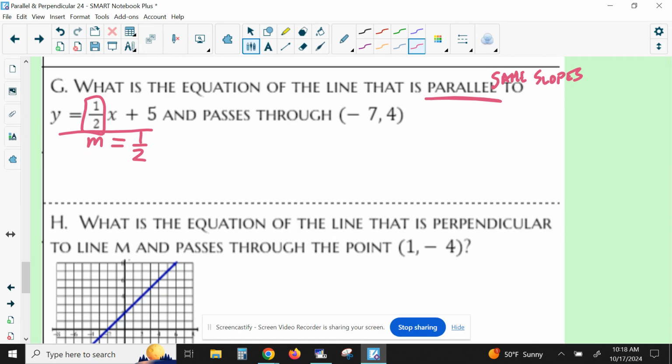And like was mentioned already, we're probably going to have a different b. Otherwise, we're going to land right on top of it, and that won't be parallel. Okay, but we do know it passes through this point, -7, 4. Passes through -7, 4.